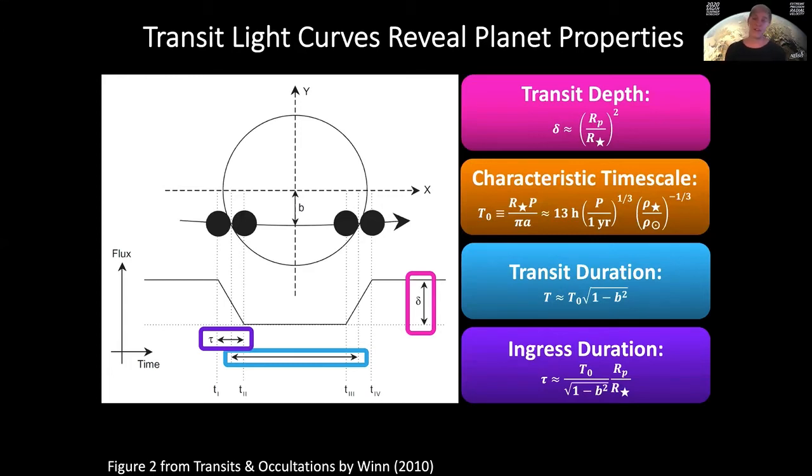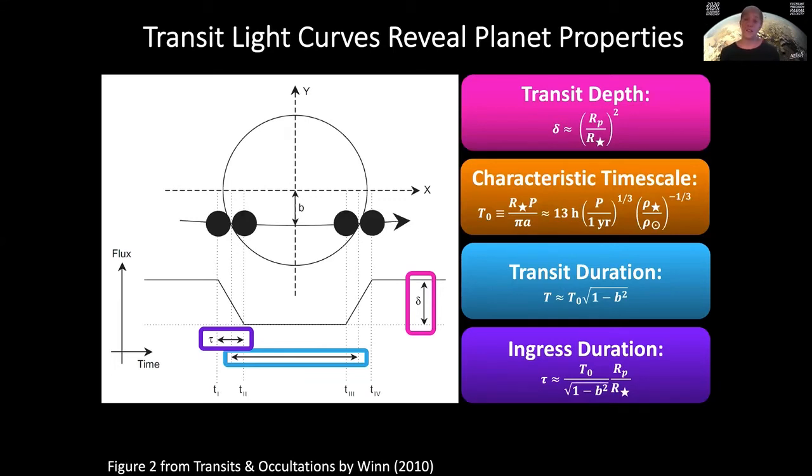Another quantity we can measure is tau, which is the ingress and egress duration. Here, tau is the time between times T1 and T2, which measures the amount of time it takes the disk of the planet to cross onto the star. This is a way of measuring how big the planet is relative to the star. So what you see here is that tau is given by this characteristic timescale divided by the square root of 1 minus b squared times Rp over R star. So again, you'll need to know the size of the star, and you'll also need to have some guess as to what the impact parameter is.